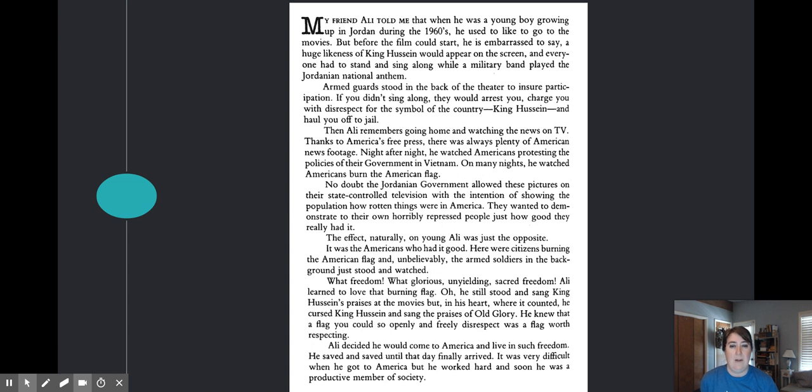Then Ali remembers going home and watching the news on TV. Thanks to America's free press, there was always plenty of American news footage. Night after night, he watched Americans protesting the policies of their government in Vietnam. On many nights, he watched Americans burn the American flag.